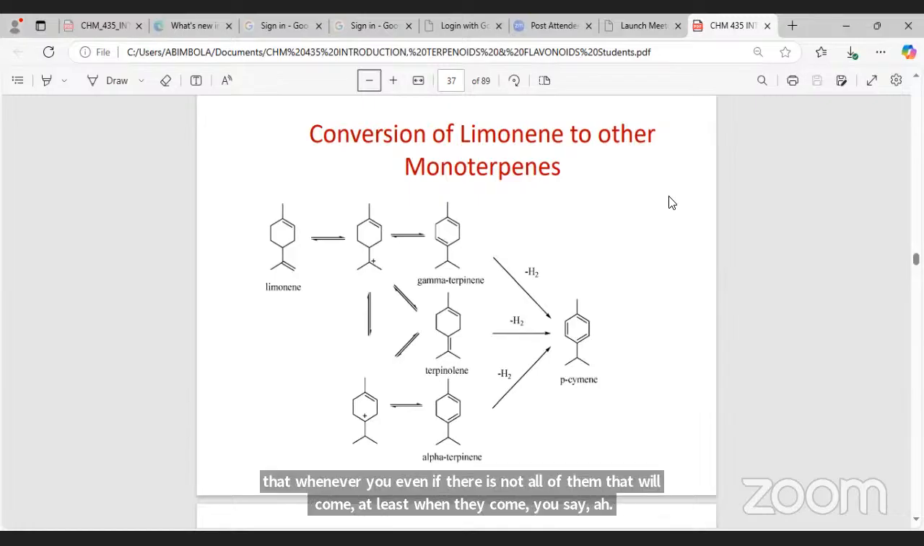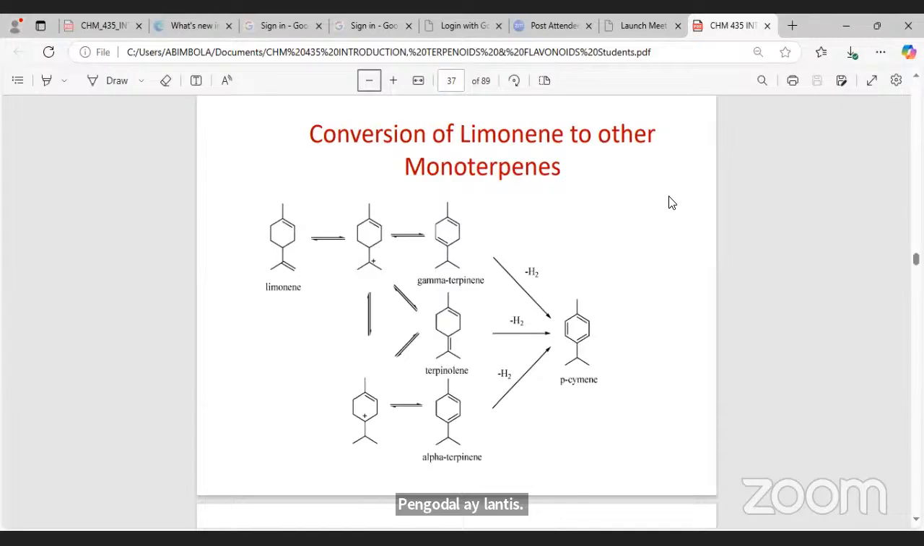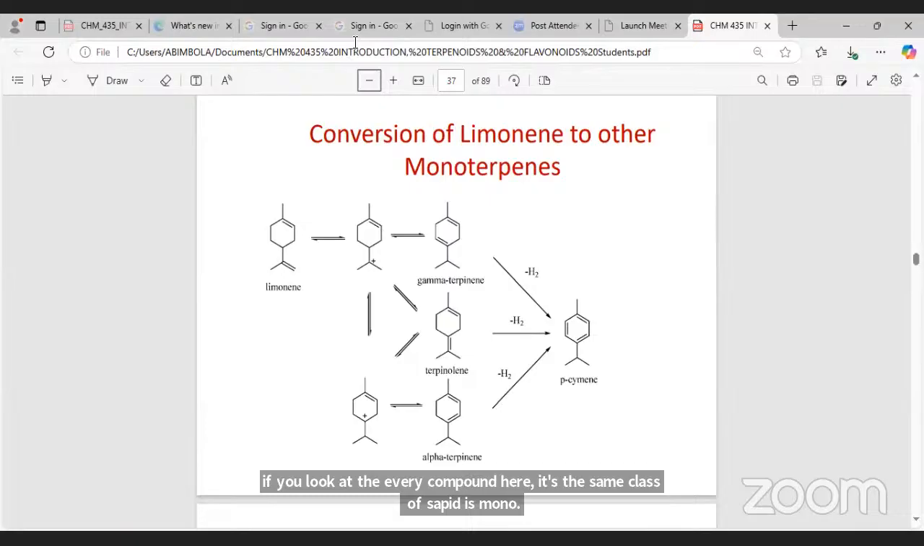Right? So now when you have a limonene, remember, is limonene cyclic or acyclic? Is it mono or bicyclic terpene? Mono. This is mono. Now, I'm forming mono. So whatever we are doing here, if you look at every compound here, is the same class of terpene, mono. They want to convert this limonene to another compound.